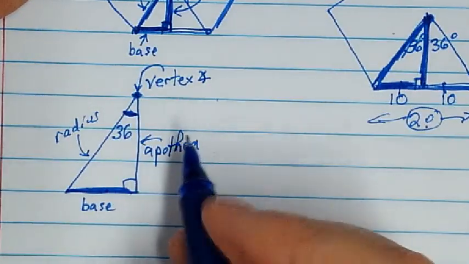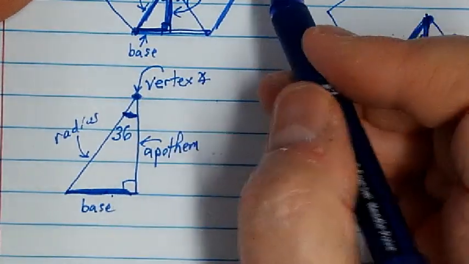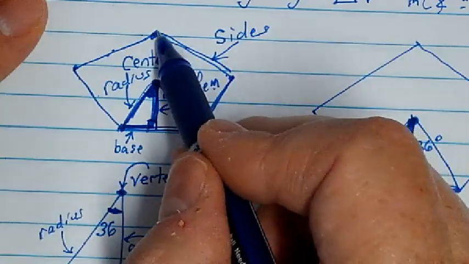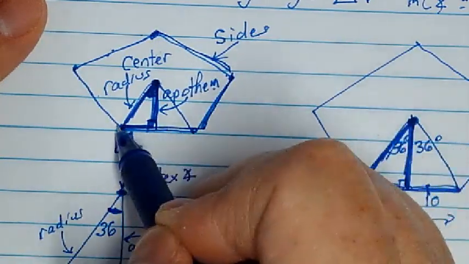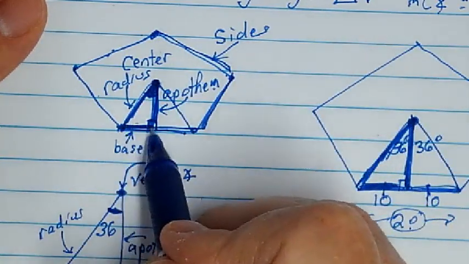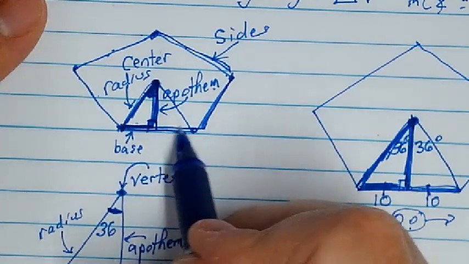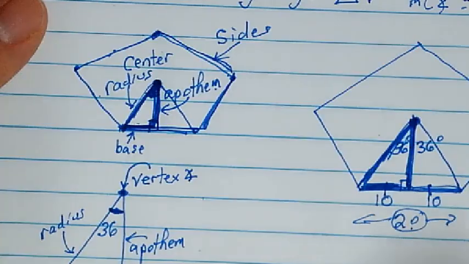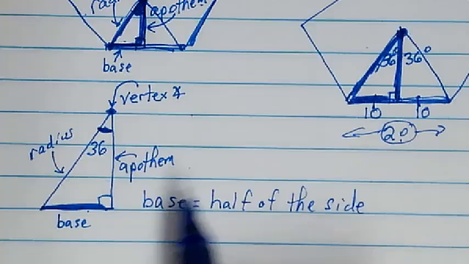So that base equals half the side. Remember, if you look at your regular polygon, this is a side, that's a side, that's a side. When you find the base, it is nothing more than half of the entire side. And I want you to keep that in mind, that the base of our right triangle equals half of the side. And I just wrote it right there. This base is half of the side of the polygon.